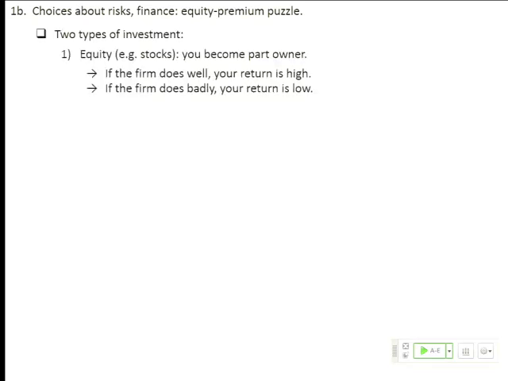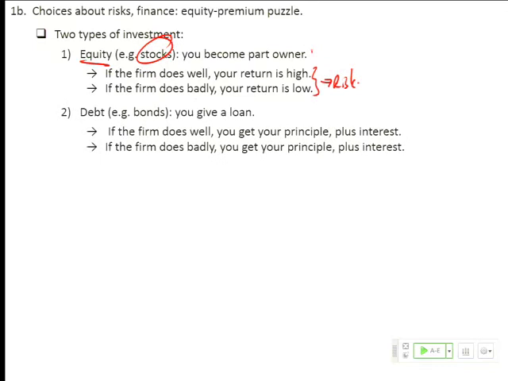Okay, equity premium goes like this. There's two kinds of investments, roughly. There's what's called equity, which is stocks, which is you become part owner of a company, right? If the firm does well, your return is high. If it does poorly, it's low, so you have some risk. Alternatively, you can invest your money in debt, which is often called bonds. These can be municipal bonds or treasury bonds, but they can also be bonds that are sold by a company. In any event, a bond is that you're basically making a loan to the company or to whatever government agency is floating the bond. If the firm does well, you get your principal plus interest.